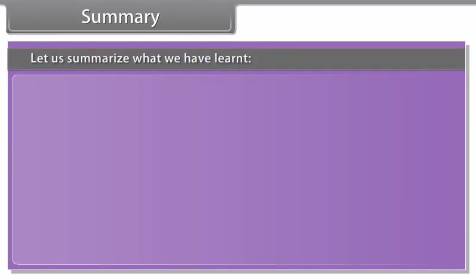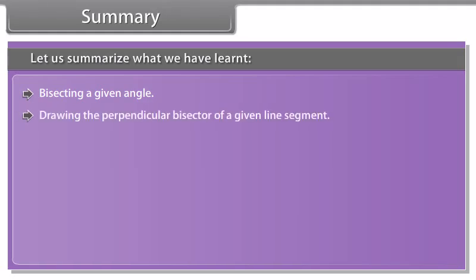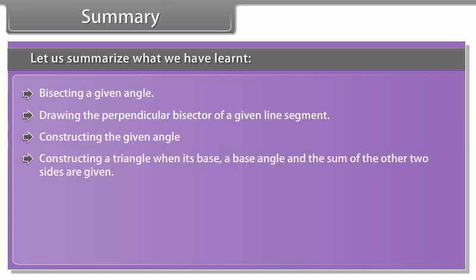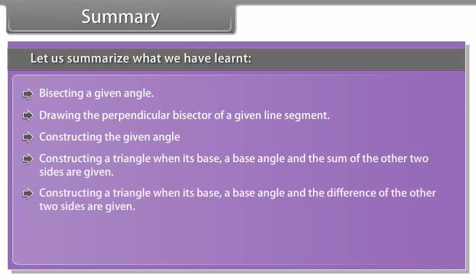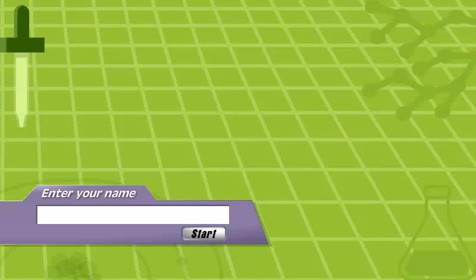Let us summarize what we have learned. Bisecting a given angle, drawing the perpendicular bisector of a given line segment, constructing the given angle, constructing a triangle when its base, a base angle, and the sum of the other two sides are given, constructing a triangle when its base, a base angle, and the difference of the other two sides are given, constructing a triangle when its perimeter and its two base angles are given.